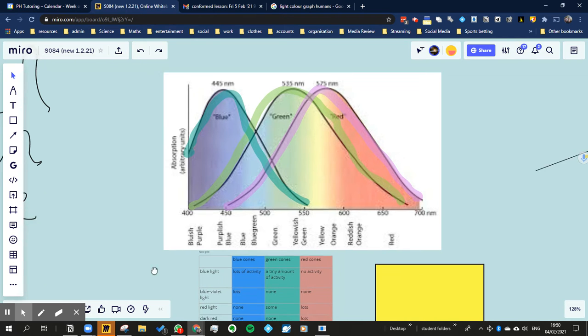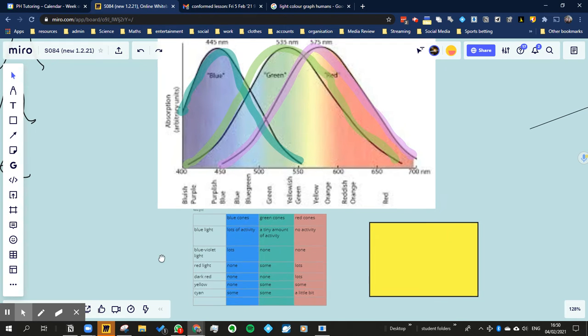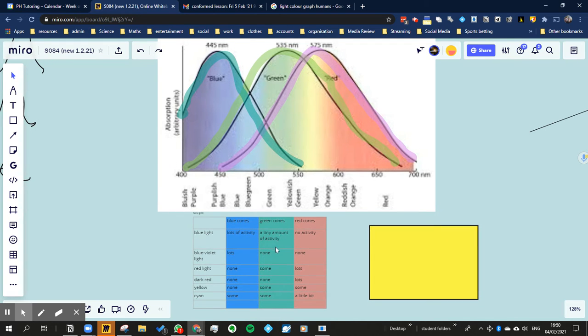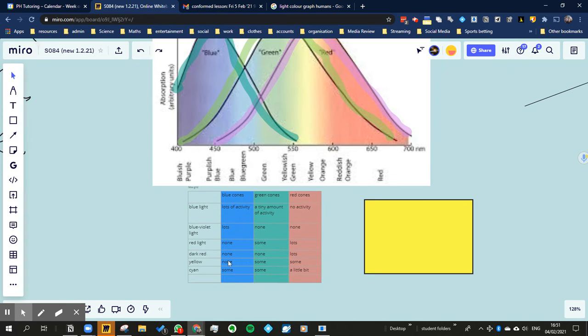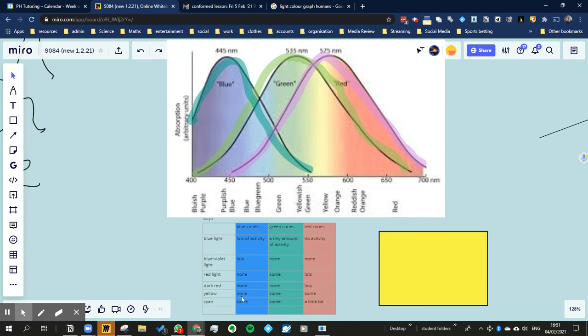Then, likewise with violet light, now I'm all the way over here, not really seeing any activity from my green cones, and none from my red. And so again, my brain decides we're going to call that very blue. Okay, that's how we'll define that. And so the same with my red light, dark red, and so on. If we look at yellow, we actually get an equal amount. Our blue cones won't detect anything. Here's our yellow light here.